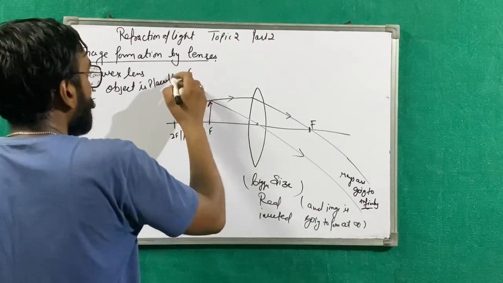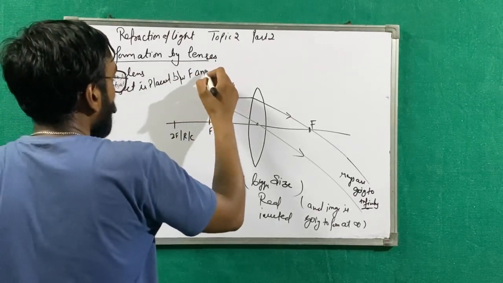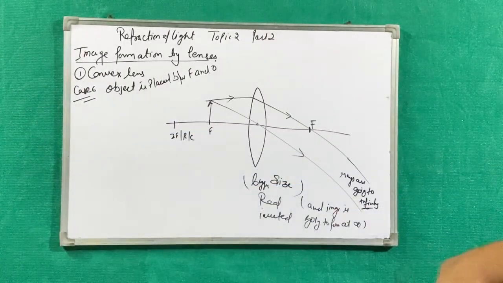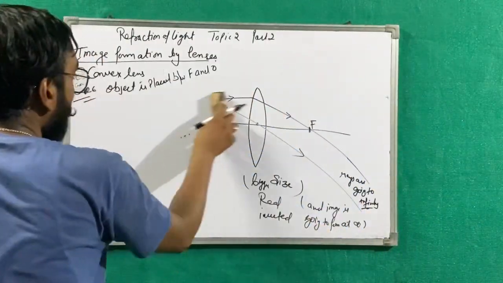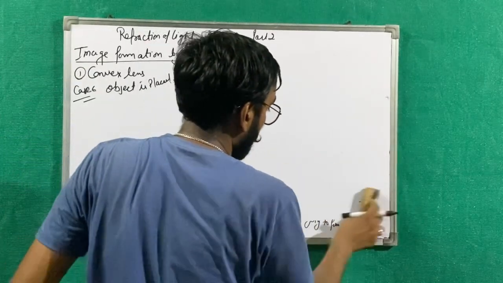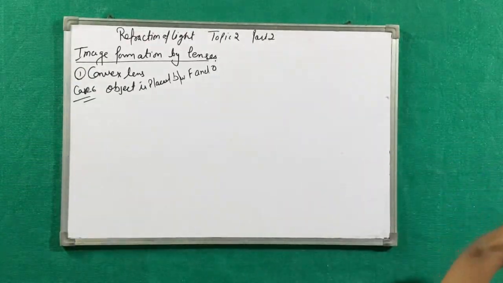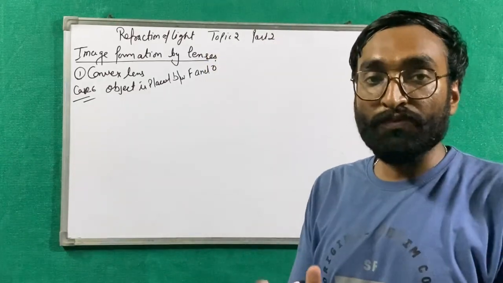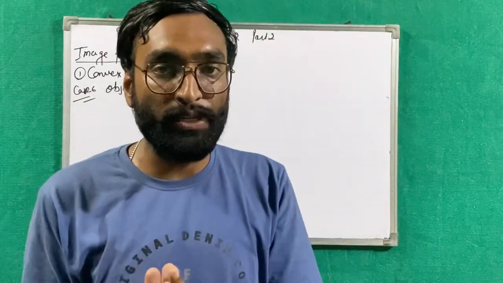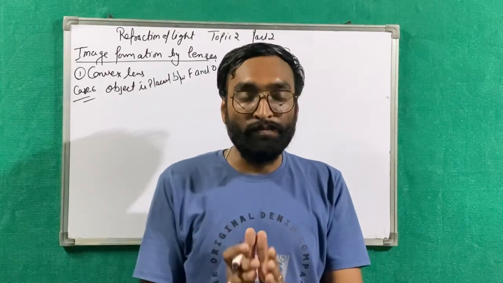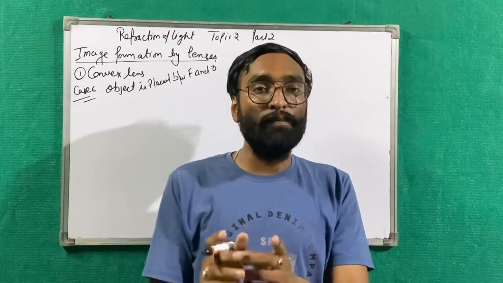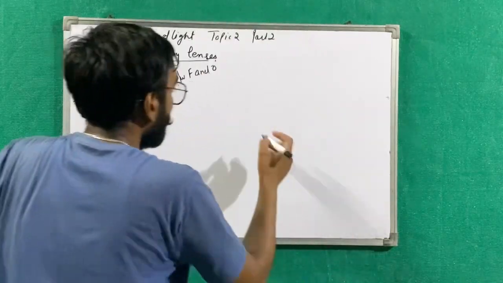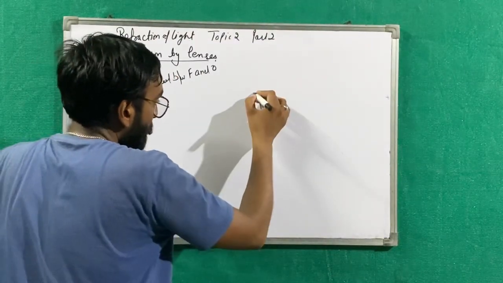object is placed between F and O, optical center and focus. When the object is placed between the optical center and focus, what is going to happen? It is the single case for the convex lens in which the image formed will be virtual, and it is erect also. Virtual and erect image is formed when the object is placed in between F and O. So what is going to happen?